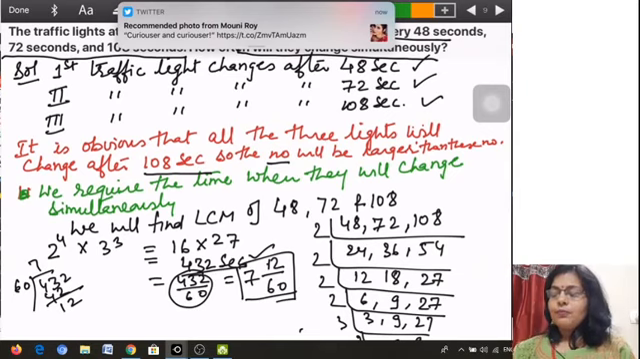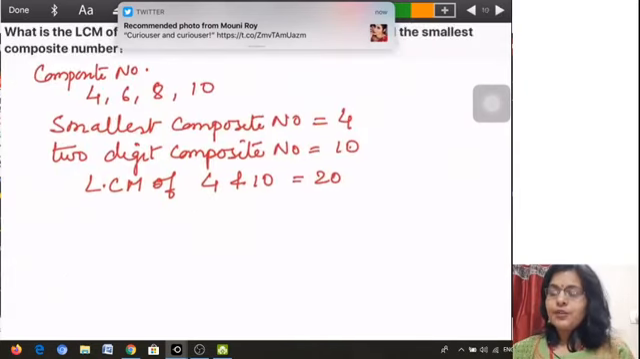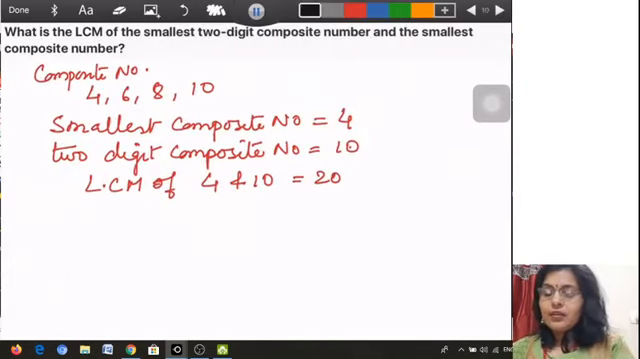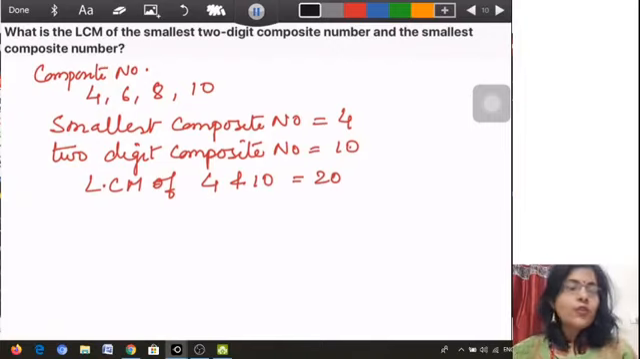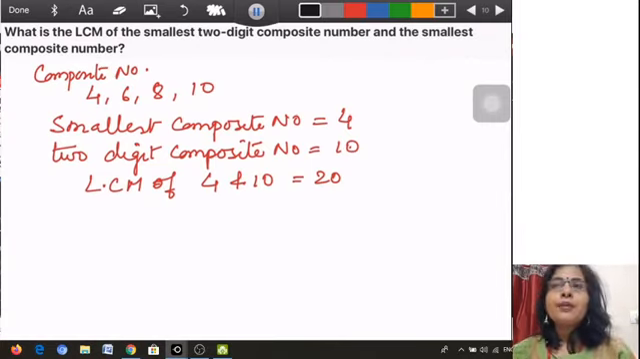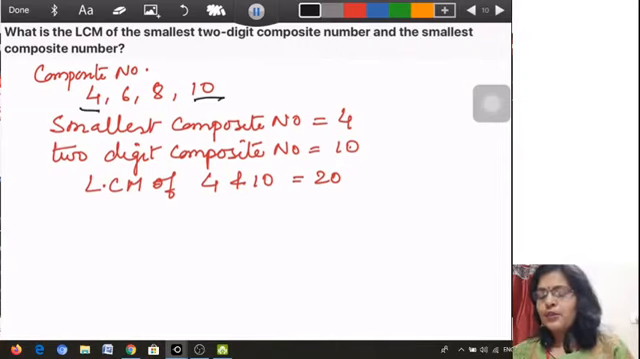Now coming to a little bit different type of question. What is the LCM of the smallest two-digit composite number and the smallest composite number? Everyone knows that 2 is the smallest even prime number. Sometimes children make the mistake of writing 2 as a composite number. Remember that 1 is neither prime nor composite, and 2 is the smallest even prime number. So our smallest composite number is 4. Then the two-digit composite first smallest number will be 10.